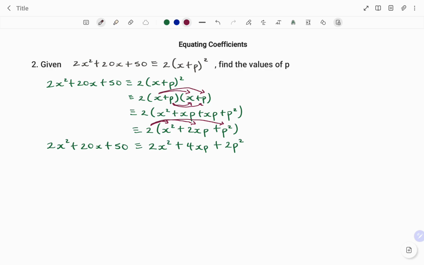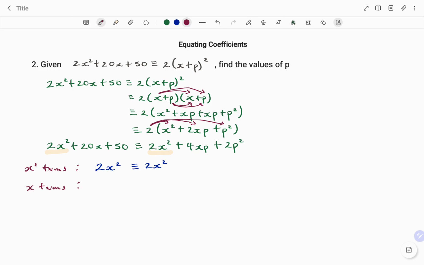So starting with our x squared terms, we have on our left-hand side 2x squared and on the right 2x squared. So equating them together, we have 2x squared is equivalent to 2x squared. There's nothing to do here, so we skip to the next term because already the coefficients are exactly the same, which is 2.